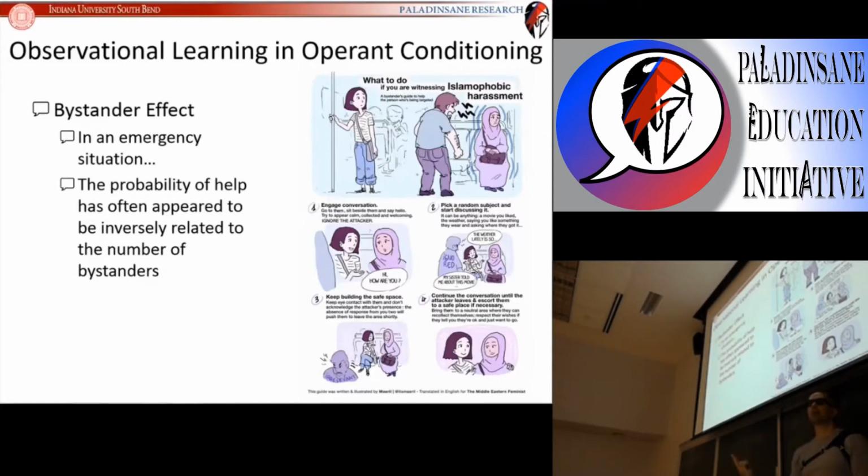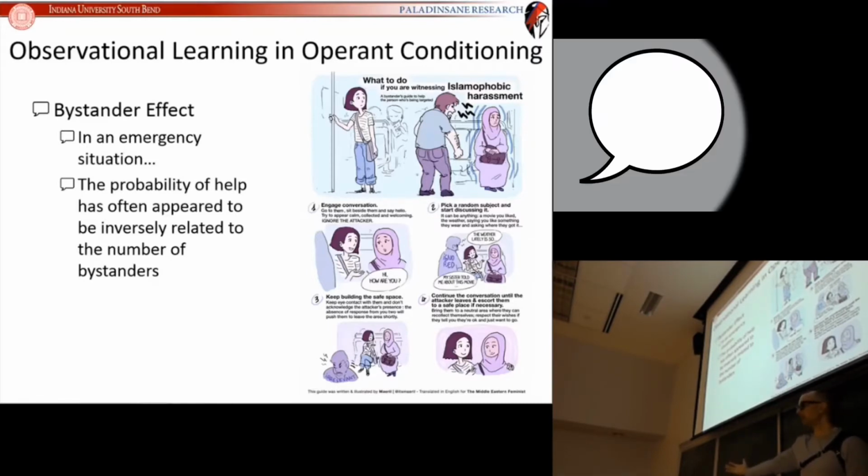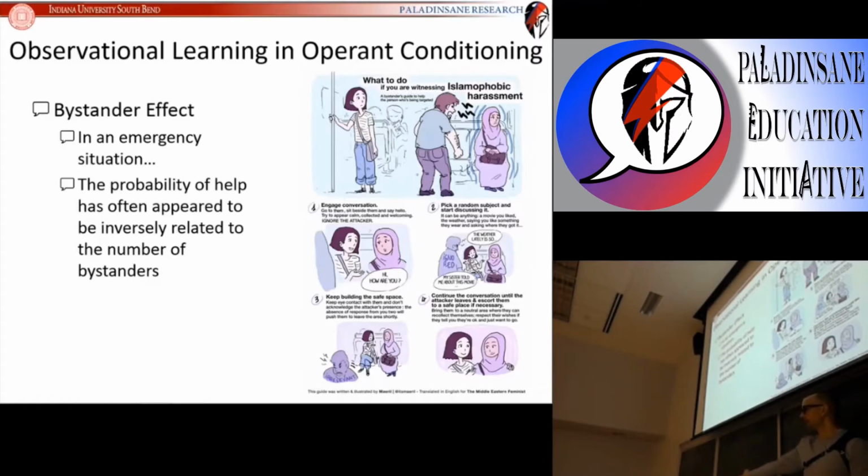If you're surrounded by two people, you got a 50-50 chance that the first person will help you. You got a 50-50 chance that the second person will help you. AKA, you have a 75% chance that at least one of them will help you. If you have three people, the math would say you then have an 87.5% chance of somebody helping you. That's what the math says.